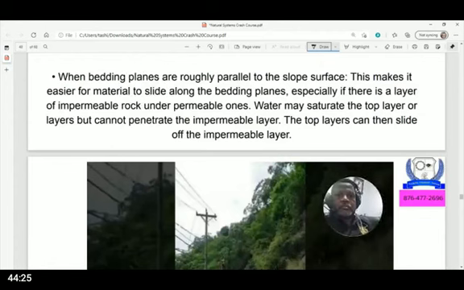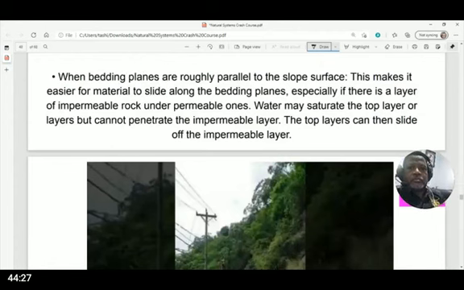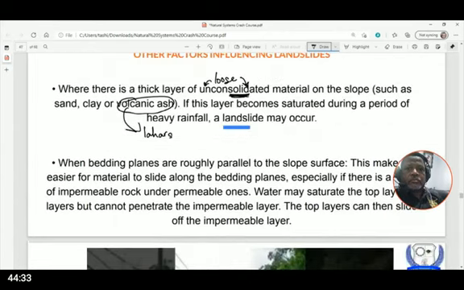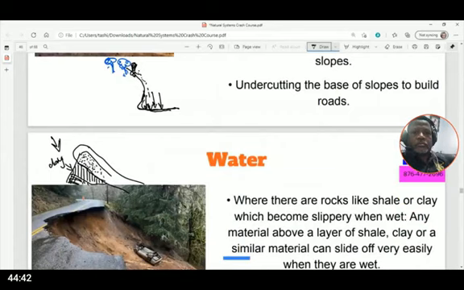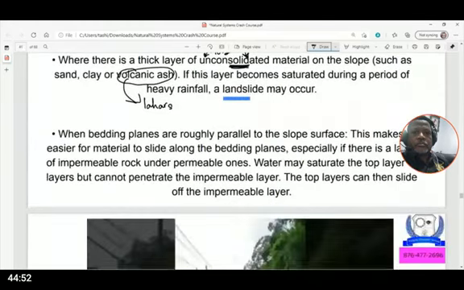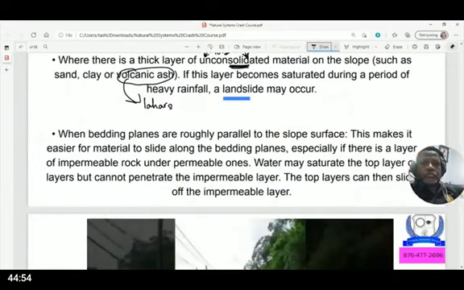Then we have when bedding planes are roughly parallel to the slope surface. So it makes it easier for the material to slide along the bedding planes. So that little diagram that I drew a while ago, with the clay. So once the bedding planes are parallel, they're all running in the same direction, but they're not meeting. Once they're parallel, it makes it easier for an entire layer to just slip off.